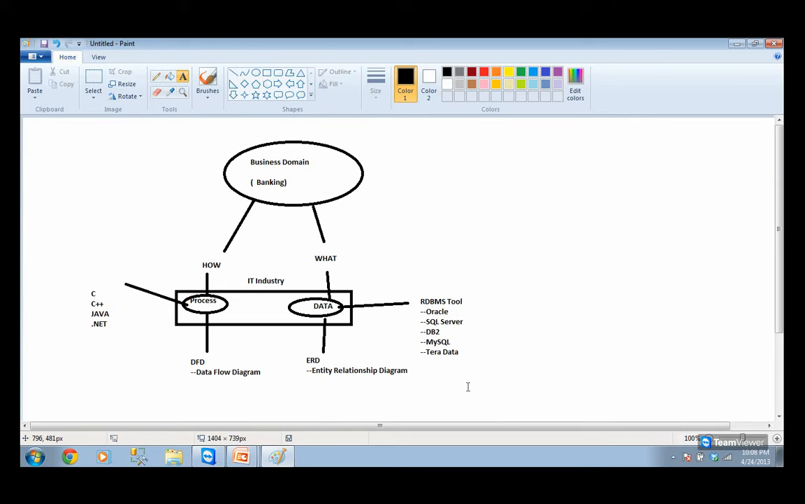Since we are not going through the processes, we are not understanding C, C++, Java, .NET. So let us leave DFD. Let us understand ERD only because ERD is for the data. We are not learning C, C++, Java, .NET here. So forget about DFD. Okay.